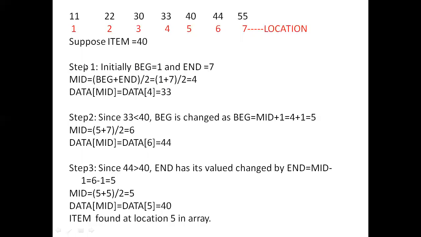Now we go to the first step. Initially beginning is equal to 1 and end is equal to 7. In this array there are 7 elements, with locations 1 to 7, and the elements 11 to 55. So beginning is equal to 1 and end is equal to 7.